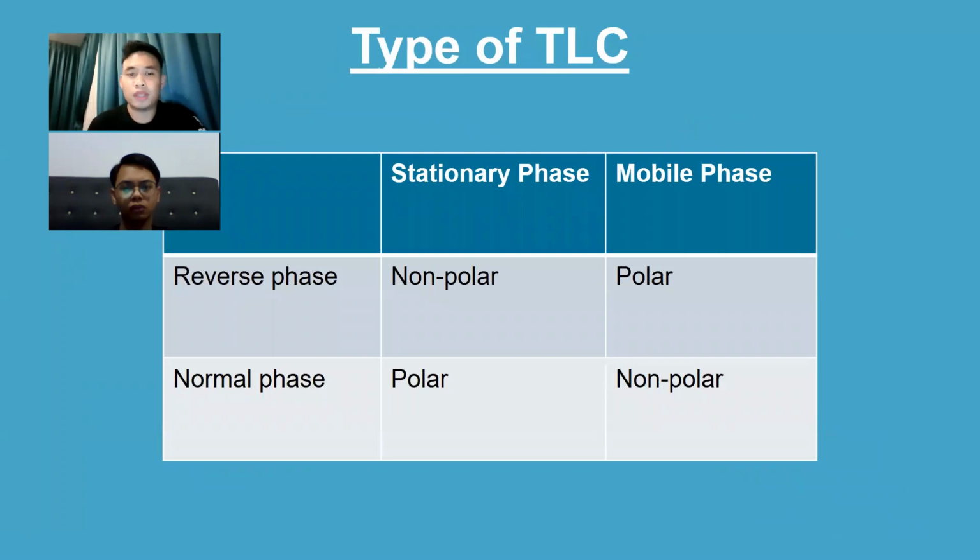So there are two types of TLC. The first one is reverse phase, and the second one is normal phase. In reverse phase, the stationary phase is non-polar, but the mobile phase is polar. In normal phase, the stationary phase, which is the TLC plate, is polar, and the mobile phase is non-polar. Basically, these two are opposite to each other, so it might be a bit confusing. So usually we use reverse phase. We memorize the reverse phase.